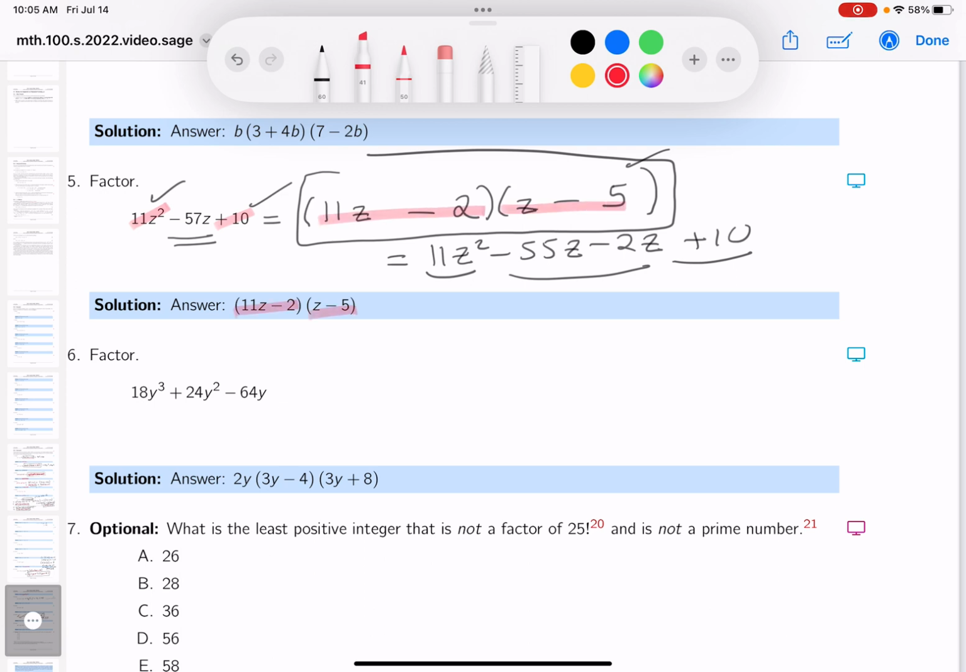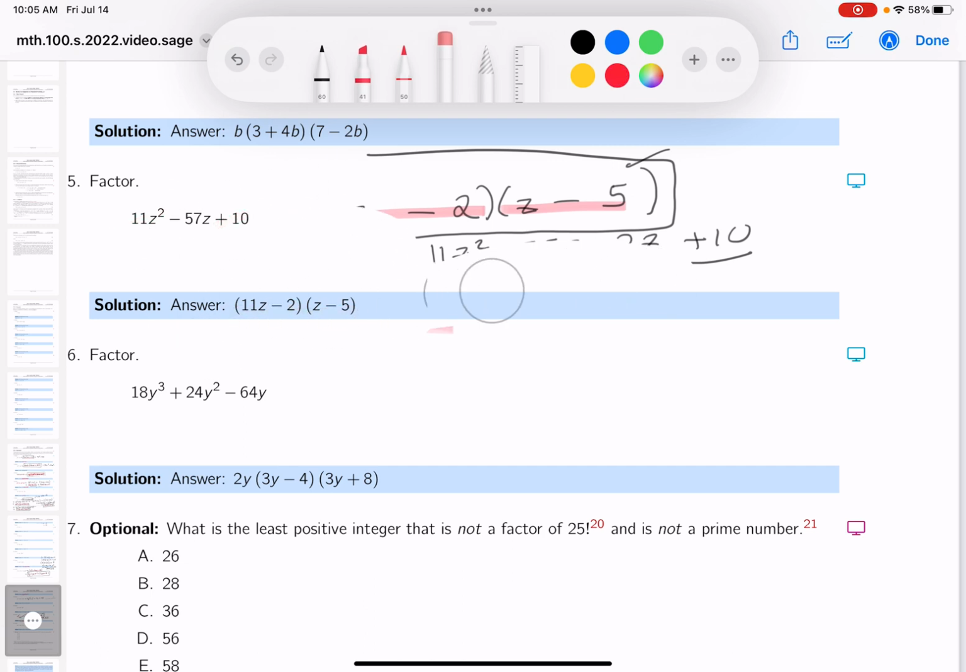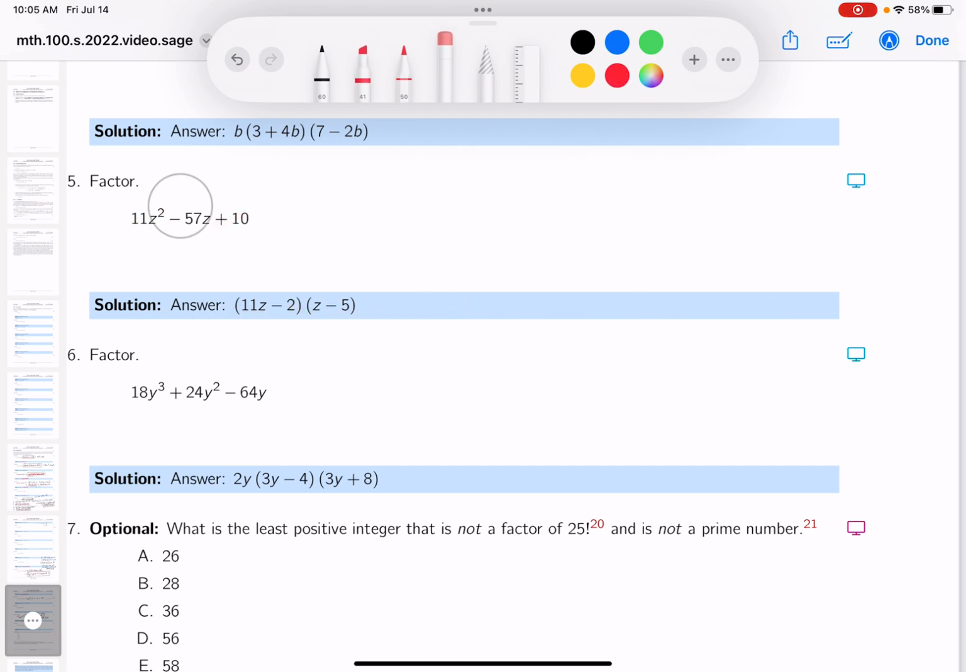I'm also going to use the AC rule. Let's erase this and put the AC rule down. Okay, what's the A? The A is 11. It's the coefficient on the square term. This is quadratic in z. What's the constant term? It's 10. What do I get here? 110. I need to find a product of two numbers that gives me 110, and the product of those same two numbers has to add up to minus 57.